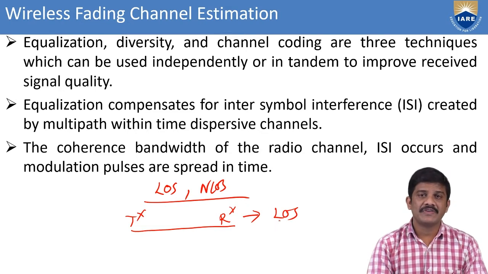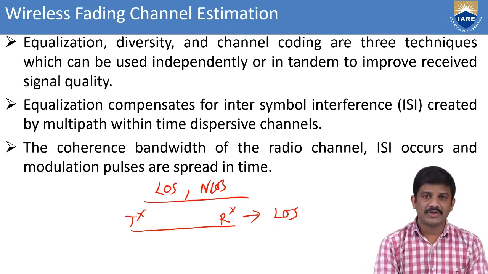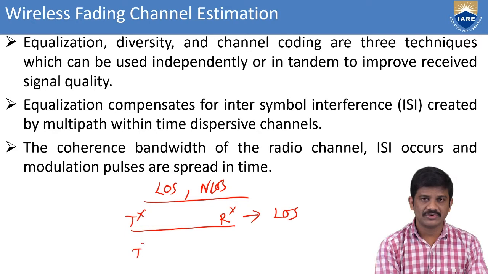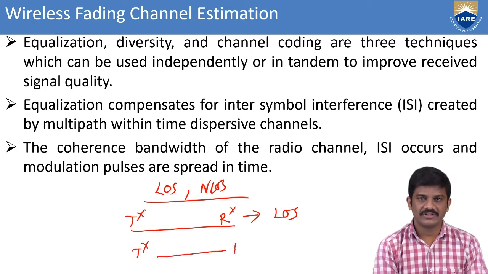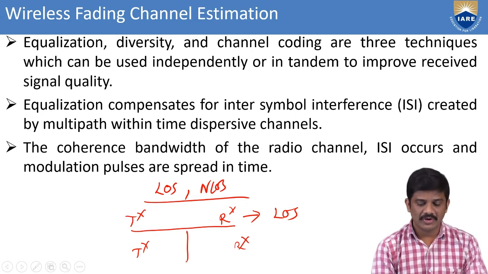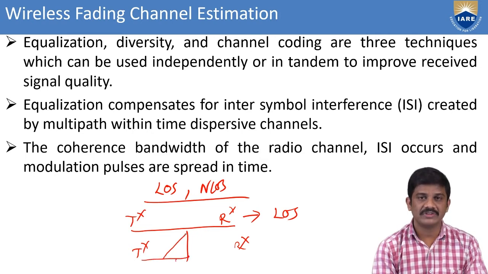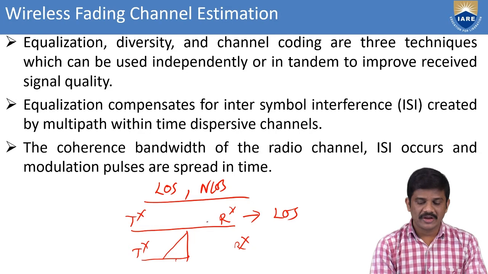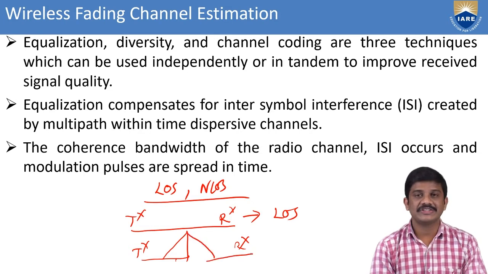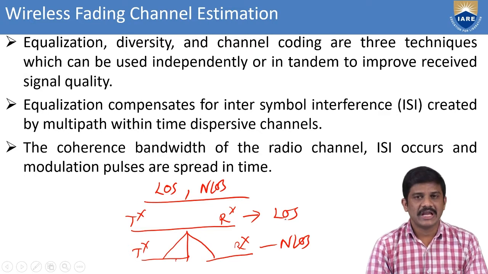Non-line of sight propagation means, consider that here we have the transmitter and here we have the receiver. In between we have some building or hill or mountain. Some disturbance will occur, and the signal touches the corner of this obstacle and then is transmitted to the receiver section. This is non-line of sight. That is line of sight, and this one is non-line of sight.